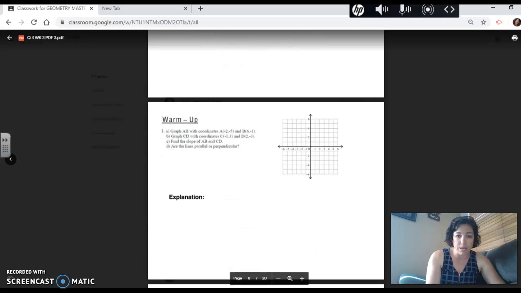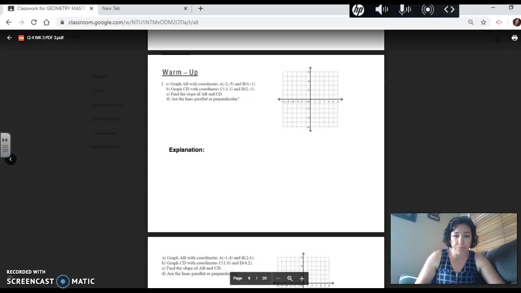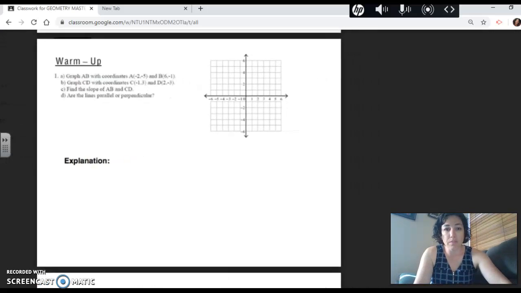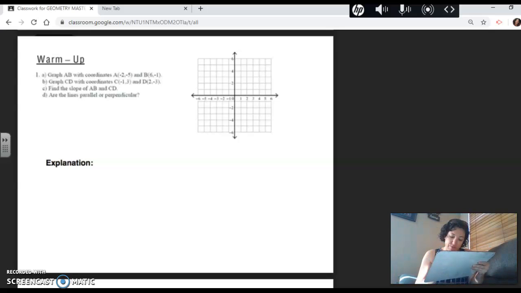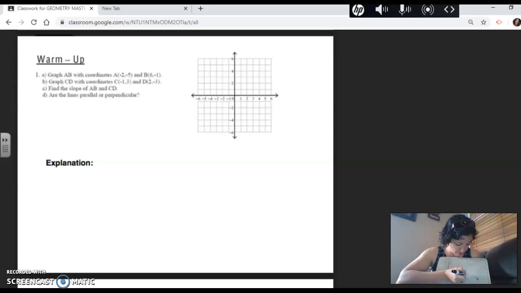Okay, so here's some practice ones, and I'm going to be doing it right here with you on a whiteboard. So it says graph AB with coordinates -2, -5. That's A. And 6, -1 is B. So I'm going to graph CD: -1, 3. That's C. And D is 2, -3.